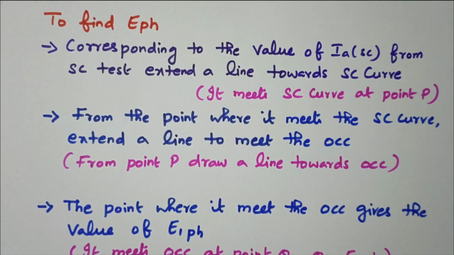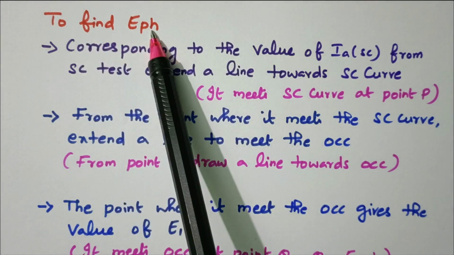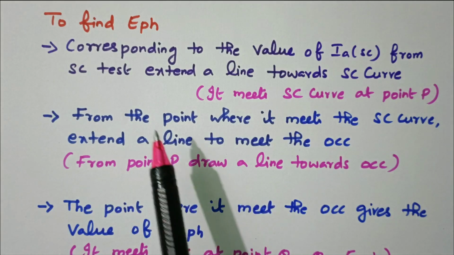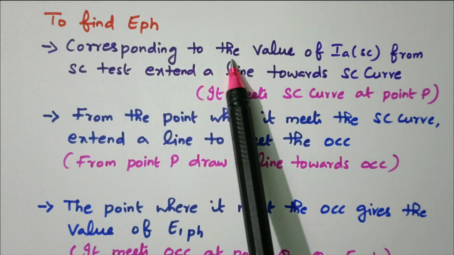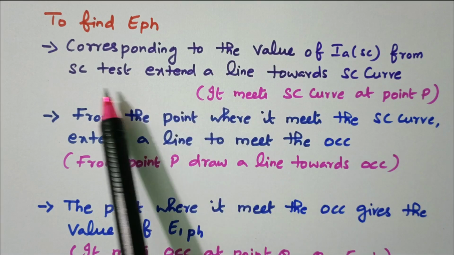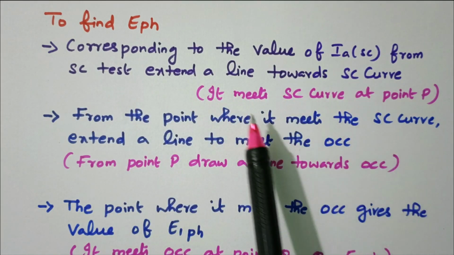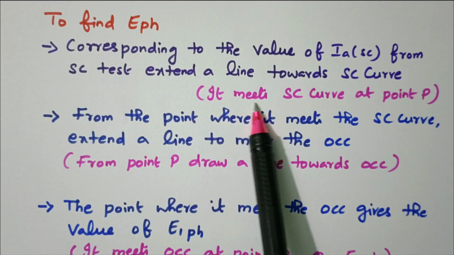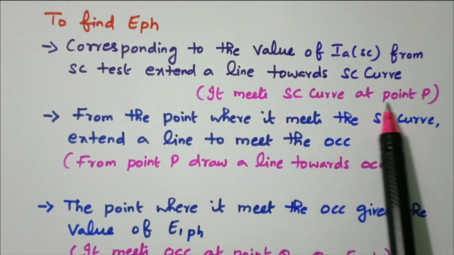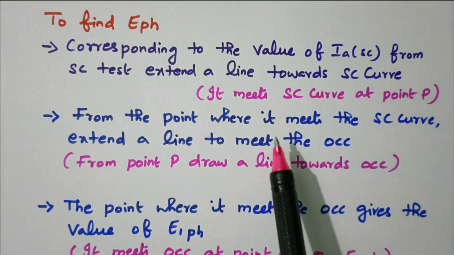So from the graph we calculated IASC. Now we'll see the entire procedure of how to find the E phase, followed by regulation. Corresponding to the value of IASC from the SC test, extend the line towards the SC curve, that is the point P. It meets the short circuit curve at point P. What we discussed, the description is available.